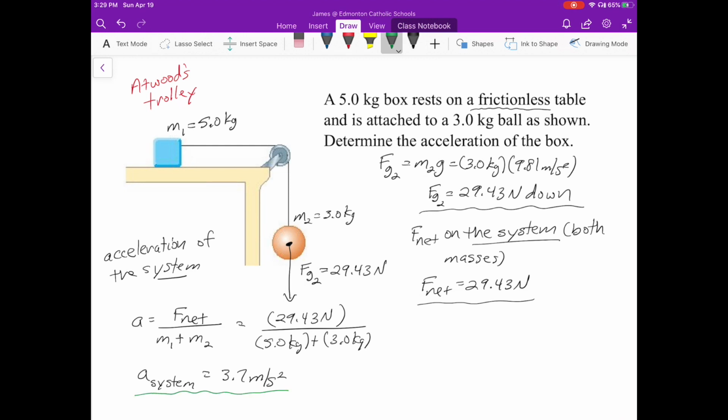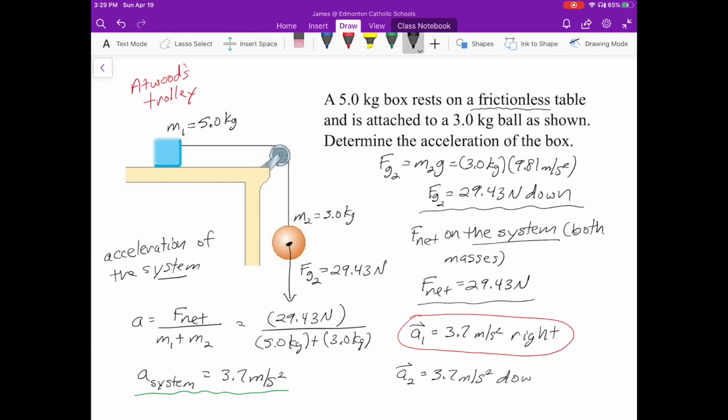Okay, so we're asked to find the acceleration of the box. So that's the acceleration of mass 1. We'll call that A1, 3.7 meters per second squared to the right. And we could also be asked to find the acceleration of the ball. Same magnitude, because again, they're connected by a rope or string or whatever: 3.7 meters per second squared down.